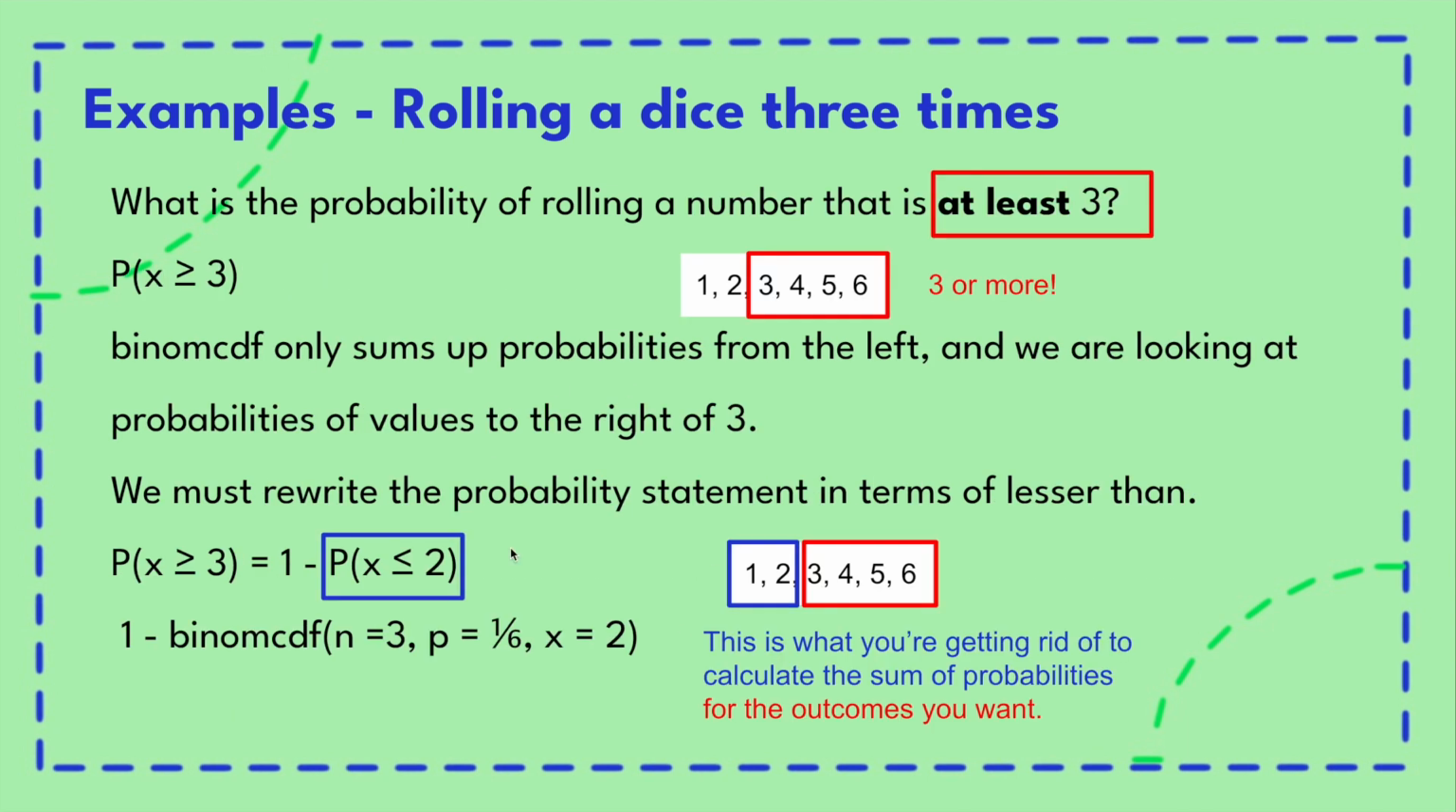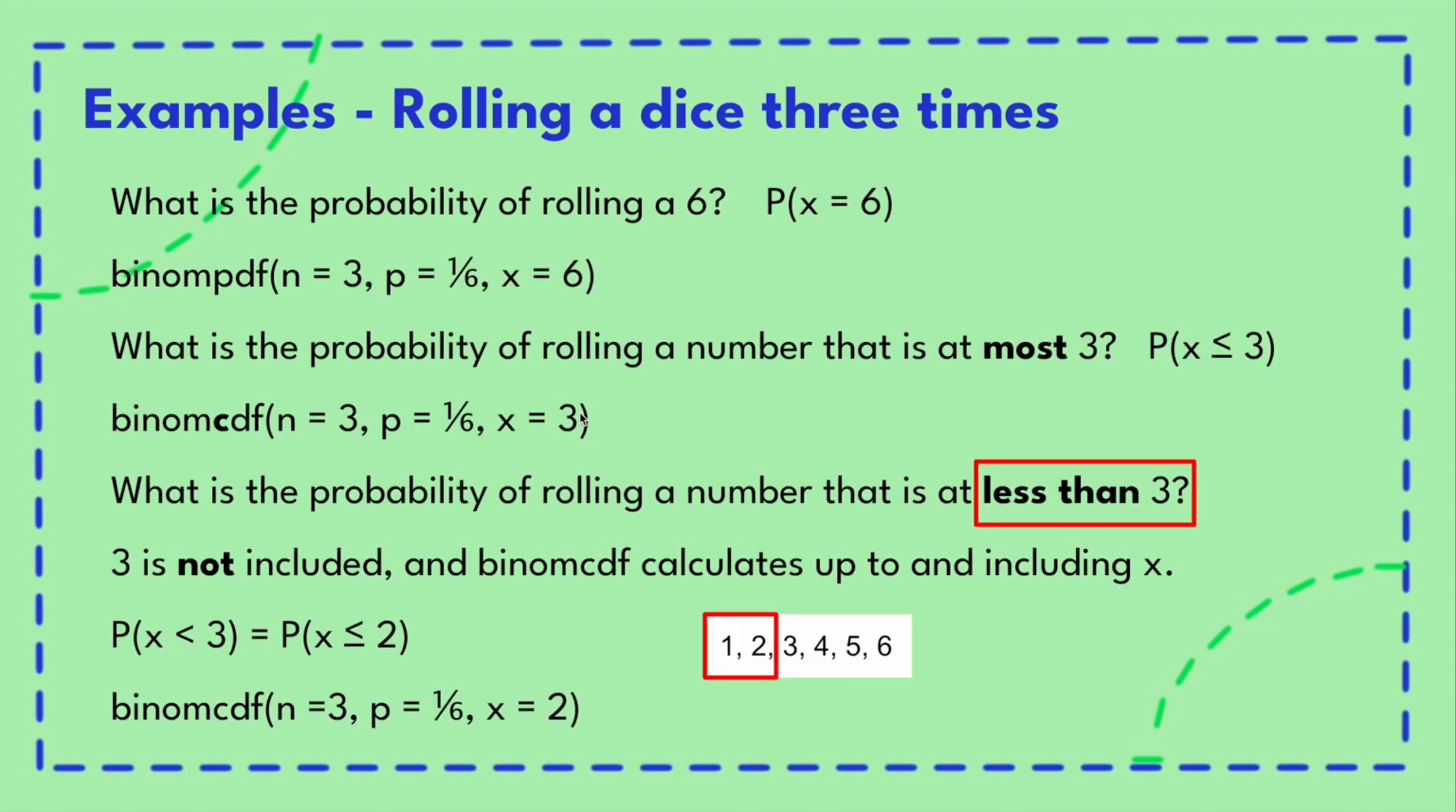Now let's look at what is the probability of rolling a number that is at least 3. So that is 3 or more. And now we have our P statement over here, and binomial CDF only sums up probabilities from the left. But we are looking at probabilities of values to the right of 3: 4, 5, 6. Binomial CDF cannot do that. It can only sum up probabilities from the left. So on its own, it really only works for our less than or equal to scenarios.